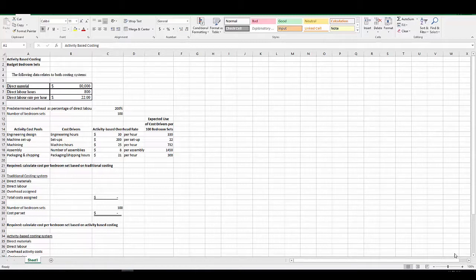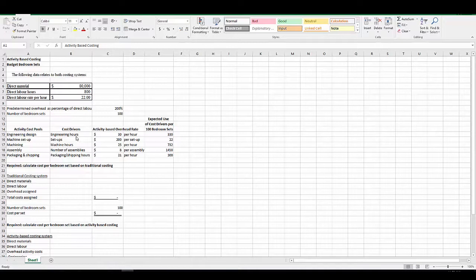So depending on the product that you're making, one product may use, say, more design, and maybe others might use more machine setup or assembly. So you're being more accurate than just having one amount that you're assigning to all the products that you're making. So when we have your cost pools identified, in a problem that you would be given in an exam, you would be given the activity cost pools.